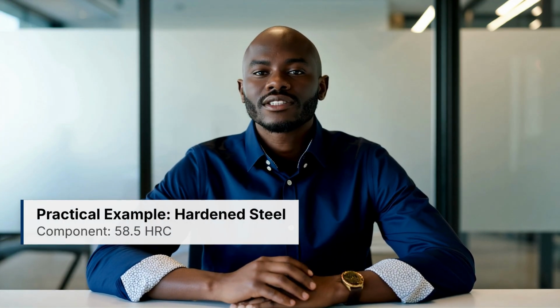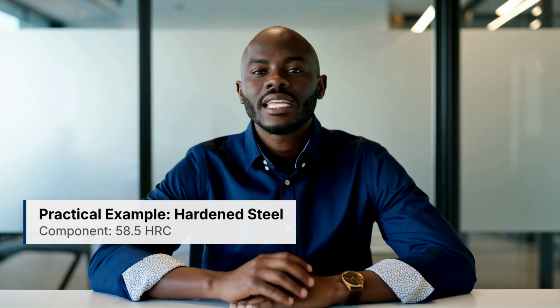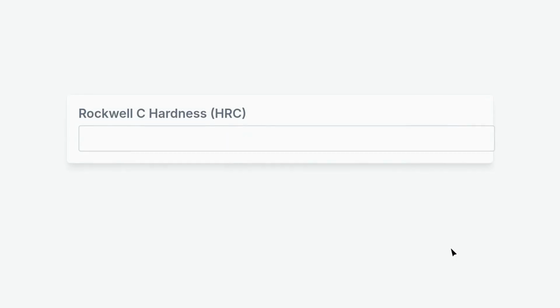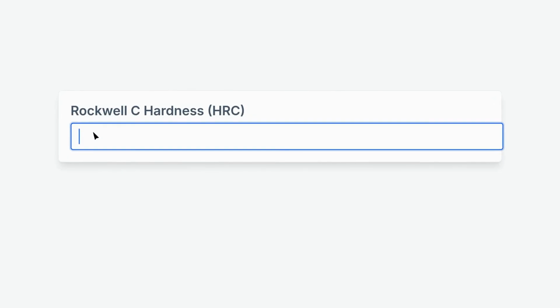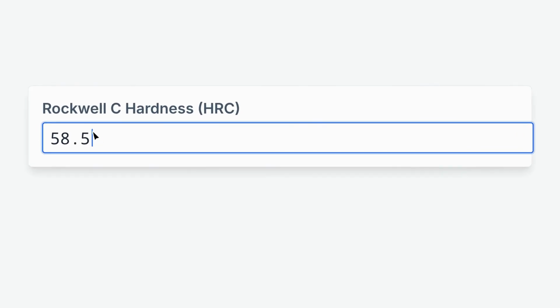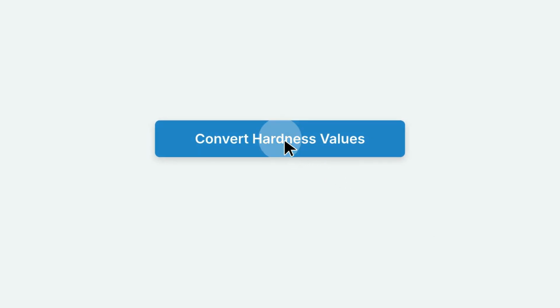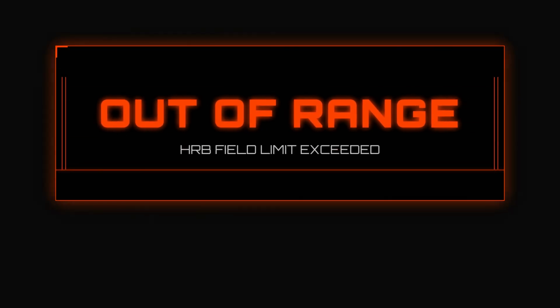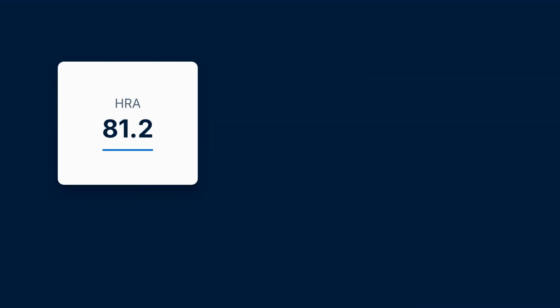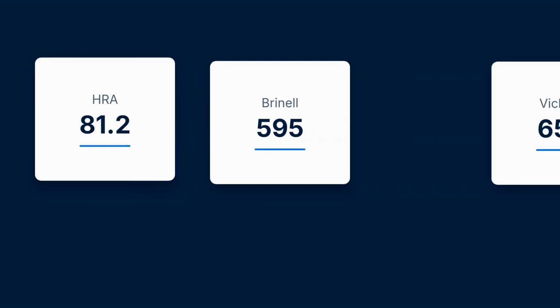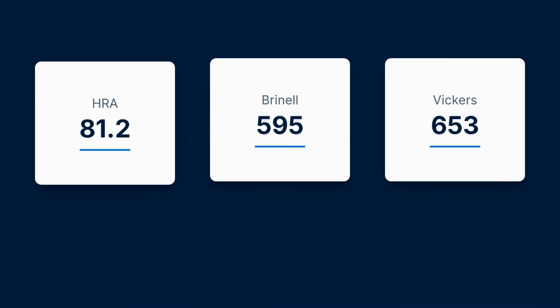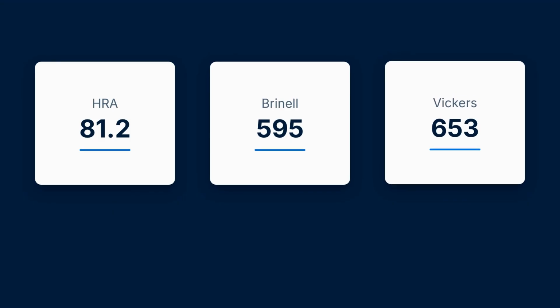I'm working with a hardened steel component specified at 58.5 HRC. After selecting HRC to other scales mode, I'll enter 58.5 in the Rockwell C hardness field and click Convert Hardness Values. The calculator instantly provides all equivalent values. HRB shows as out of range since this hardness exceeds the B scale limit. HRA displays approximately 81.2, Brinell shows 595, and Vickers indicates 653.